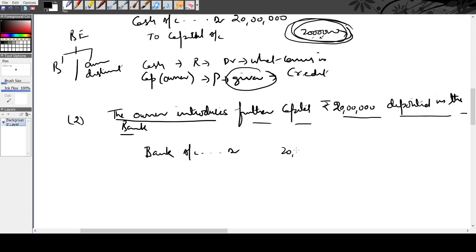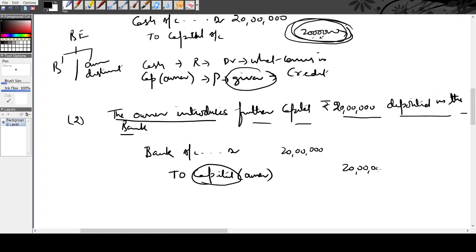Why am I going to debit bank? Bank is receiving the money of the business. So bank account has to be debited, and the bank owes this money back to the business because this money belongs to the business. And who has given this money to the business? Owner. So whenever the owner gives money to the business, we use the term capital. We don't write the owner's name here, we use the term capital here.